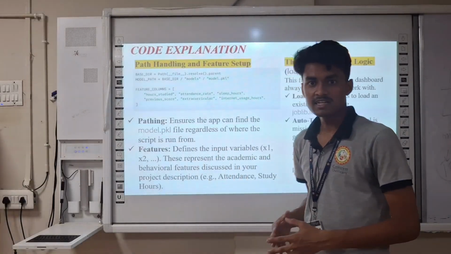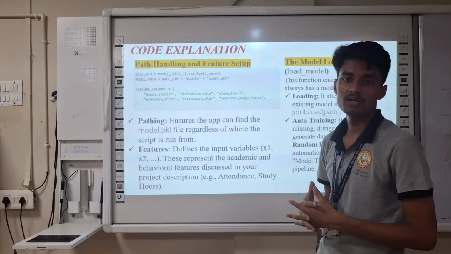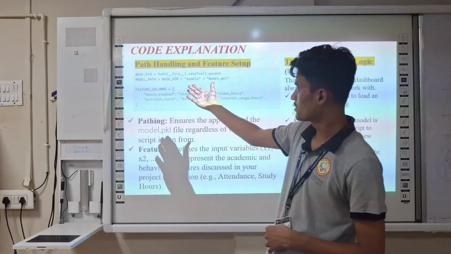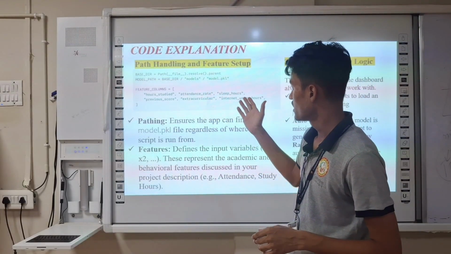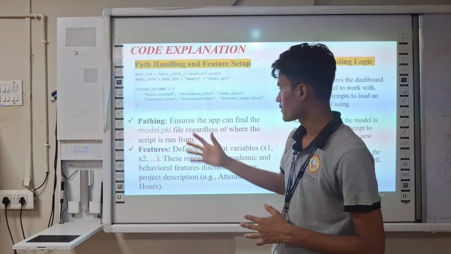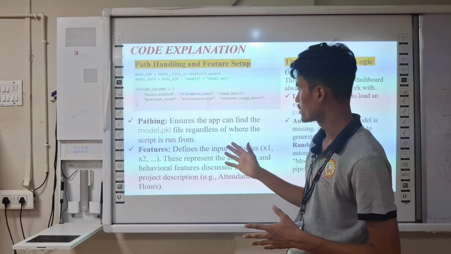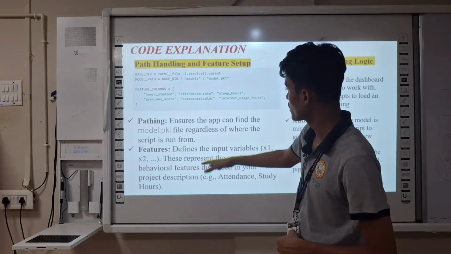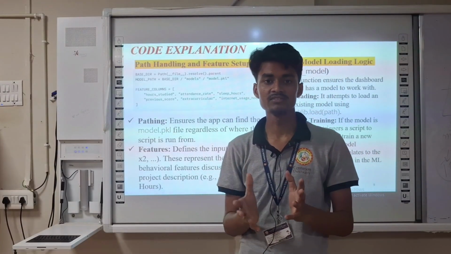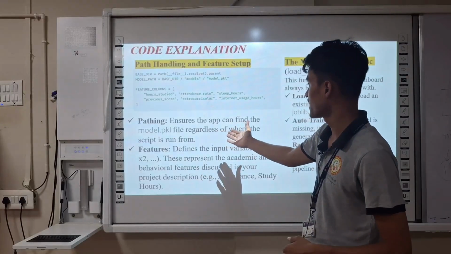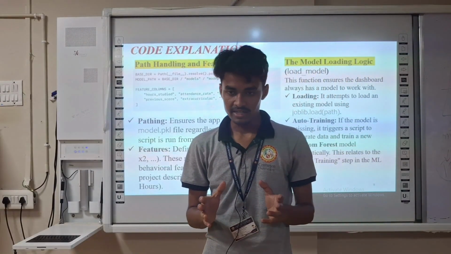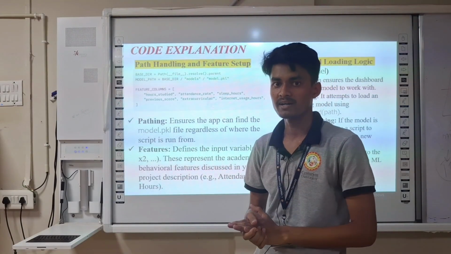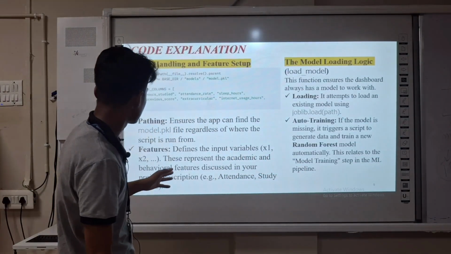Now the code that we are using for creating our system. Firstly, we have the path handling and feature setup. We have BASE_DIR equals Path and so on, and then we have pathing. That ensures the app can find the model PKL file regardless of where the script is run from. It finds the accurate path from where the code is being run.